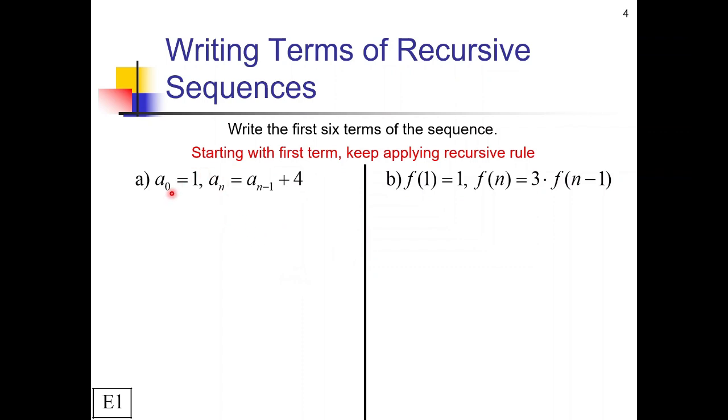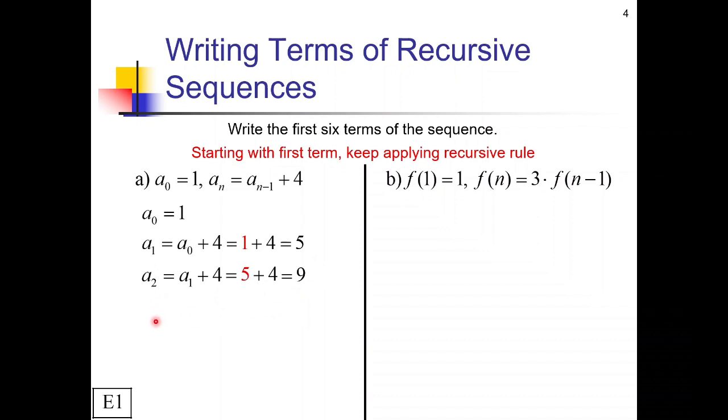All right, so for this first one, again, we get that first term for free. We've got a 1. And now to get a sub 1, we need to do a sub 0 plus 4. We saw that a sub 0 was 1, so that's 1 plus 4, which is 5. To get a sub 2, we need a1 plus 4. So that's going to be 5 plus 4, which is 9.